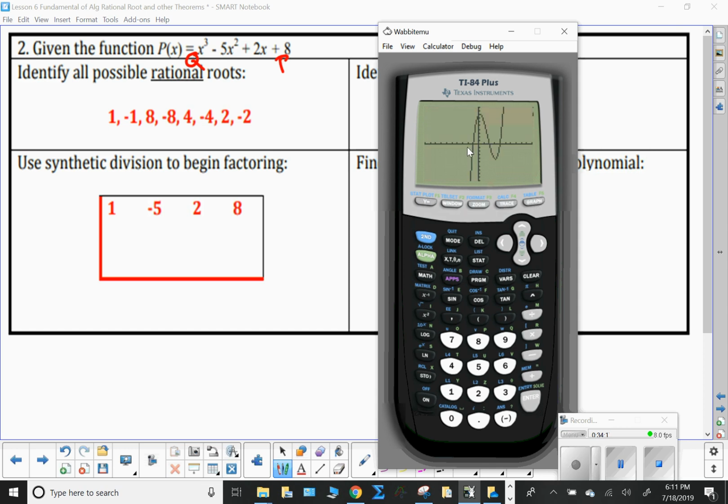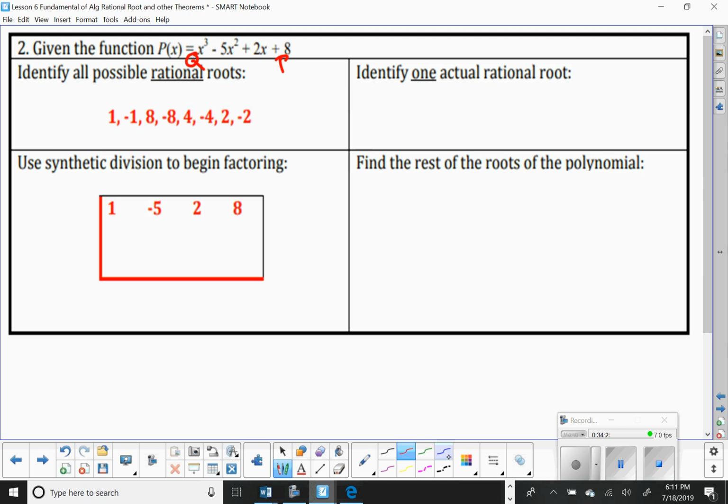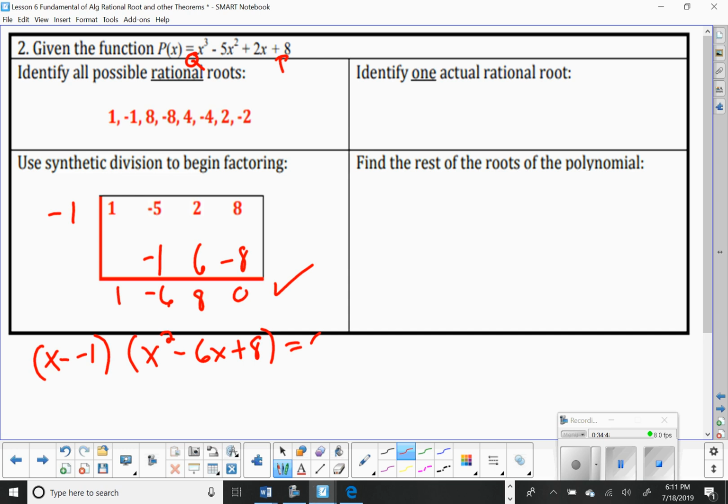And it looks like it crosses at -1 and at 2 and at 4. So I'm going to try -1. So I'm going to come over here and say -1. The 1 comes down, -1. I've got -6, that's 6. This is 8, that's -8. Yay. So now I've got x minus -1, which is x plus 1. I have to find the other factor: x squared minus 6x plus 8 equals 0.